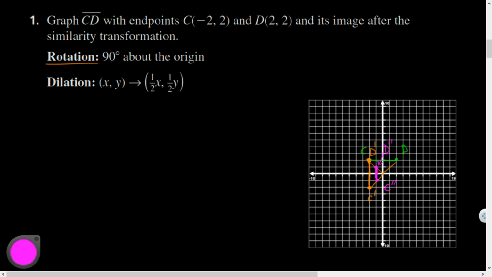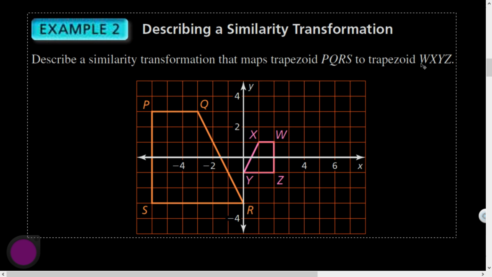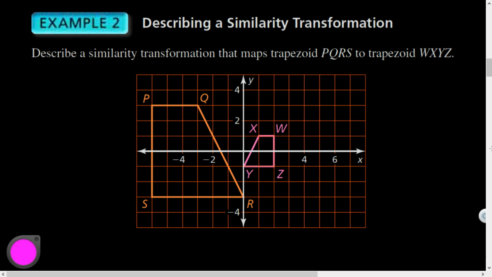Let's take a look at this one. I love these. These are like little mysteries. Who done it right here? What happened? Someone changed my trapezoid, right? I've got to solve this mystery. Describe a similarity transformation that maps trapezoid PQRS, the bigger one, to trapezoid WXYZ.